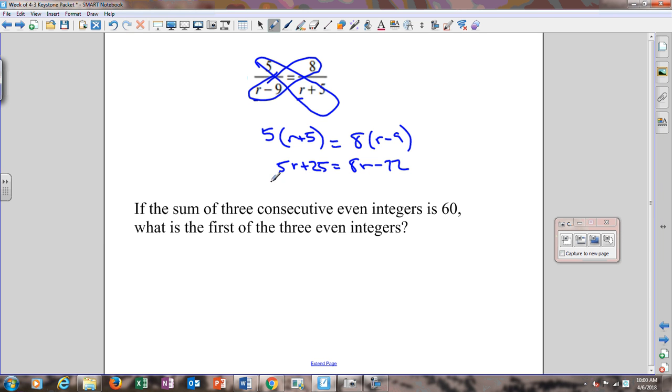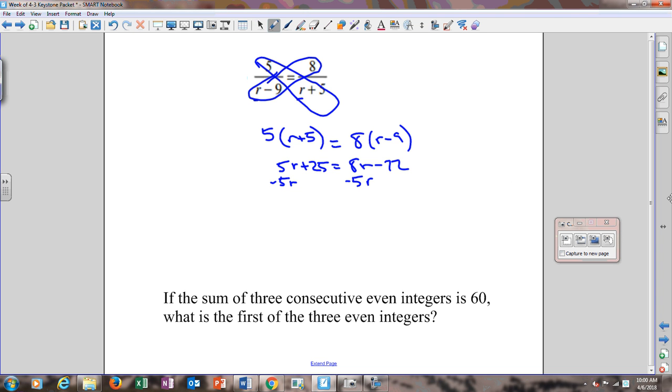And now you just solve this like a normal equation. Subtract the 5r from both sides. Gives you 25. And you can add the 72 in this step also if you want. Gives you 97 equals 3r. Divide by 3. That doesn't go in evenly. So you can just leave it as 97 over 3.